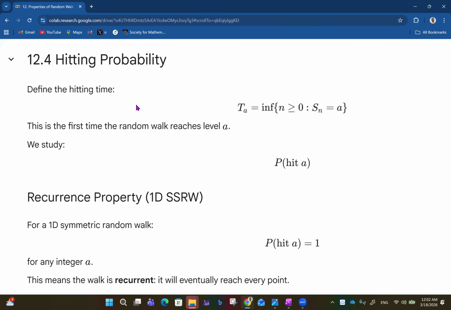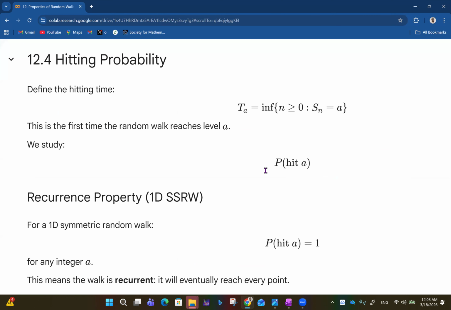So then we talk about the idea of hitting probability, which is a new concept so far. So define the hitting time. T_A is the infimum of all n greater than or equal to 0 such that Sn is equal to A. So the infimum is the smallest value of n greater than or equal to 0 as far as Sn is equal to A. So this is the first time the random walk reaches level A. In a random walk, a particular point can be hit several times, but the first time it hits that point is the hitting time. So this is the first time the random walk reaches level A.